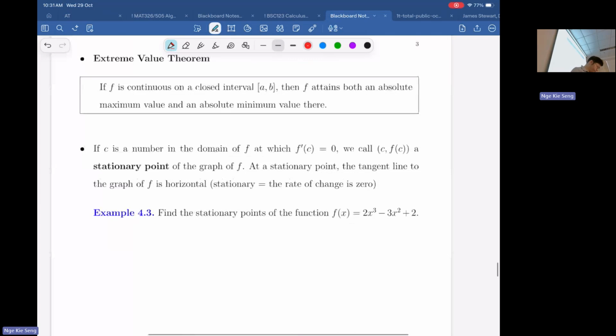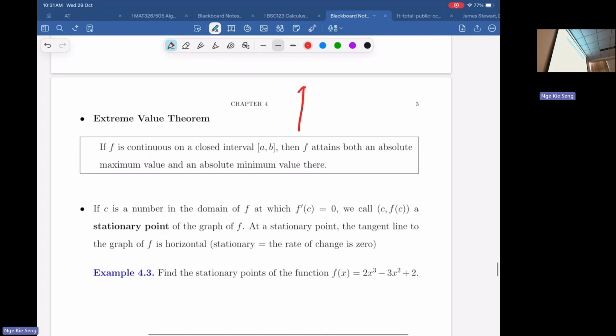Okay, so next, extreme value theorem. If f is continuous on a closed interval, then f will attain both an absolute maximum value and an absolute minimum value there. It means that at every point the limit exists and you can do the substitution property on a closed interval [a, b]. This closed interval is quite important. Then f will attain both an absolute maximum and absolute minimum. So you must have an absolute maximum and minimum.